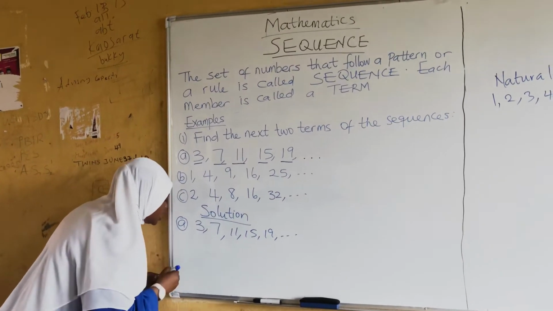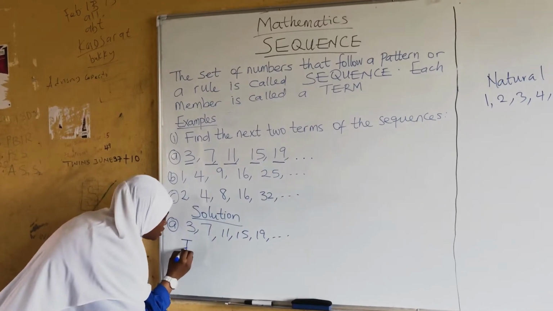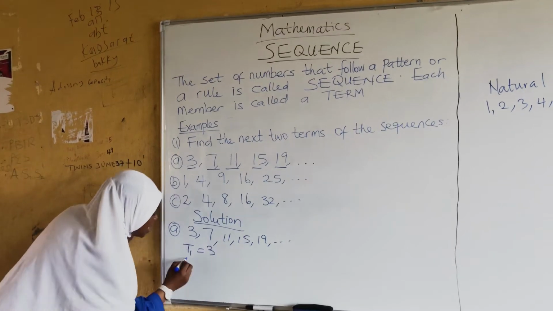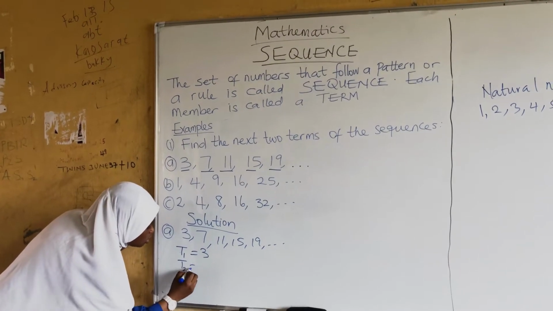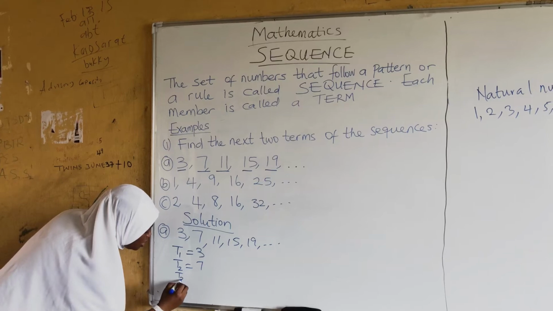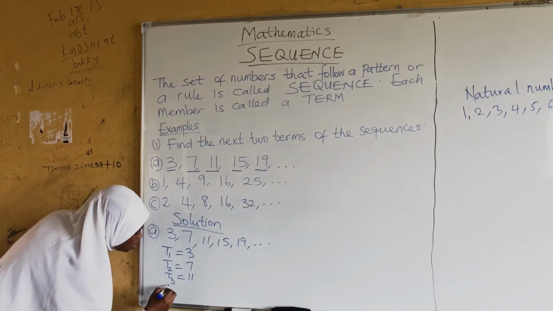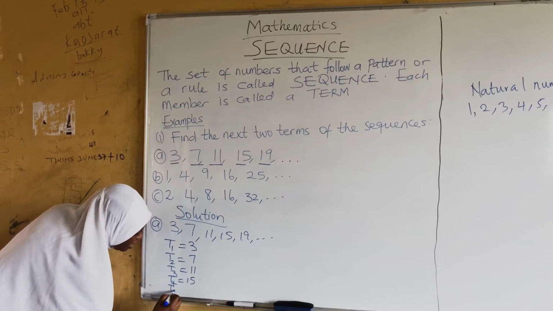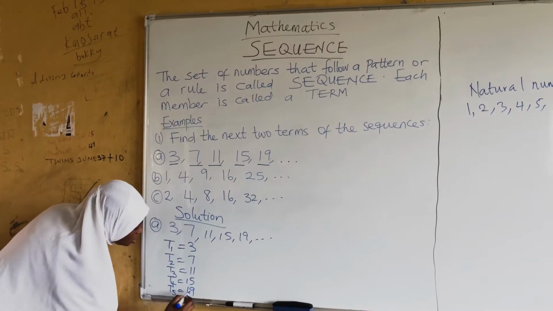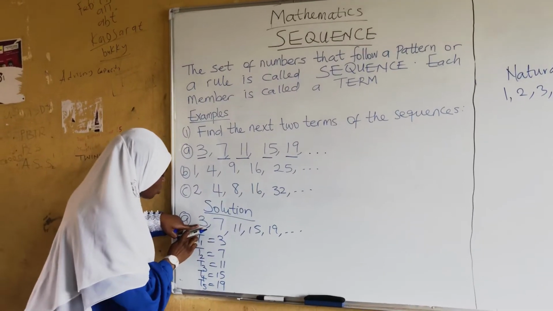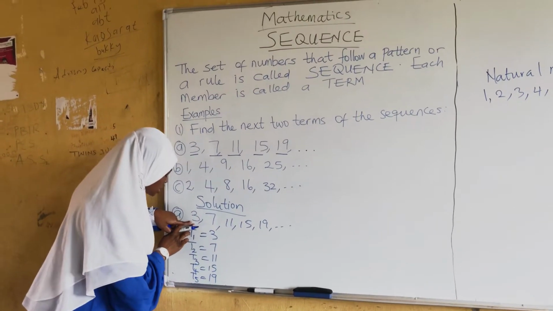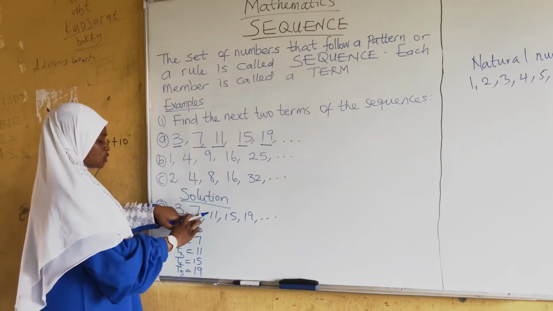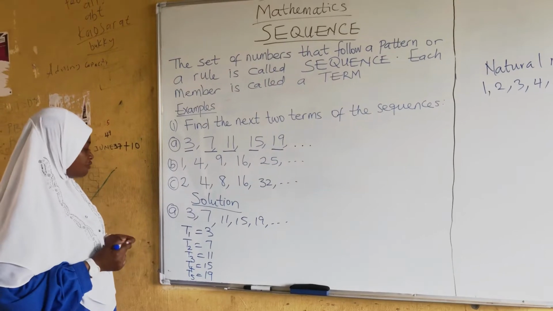From here, the first term, let's represent it with T1, is equal to 3. The next one, T2, is equal to 7. T3 is equal to 11, and so on, T4 is equal to 15, and T5 is equal to 19. So what can we add to this one, or subtract from this one, or multiply by this one, or divide by this one that will give us the next term? That is what we want to find now.